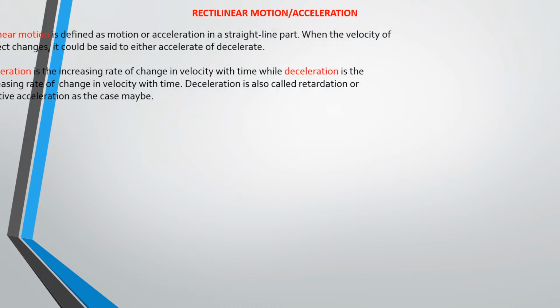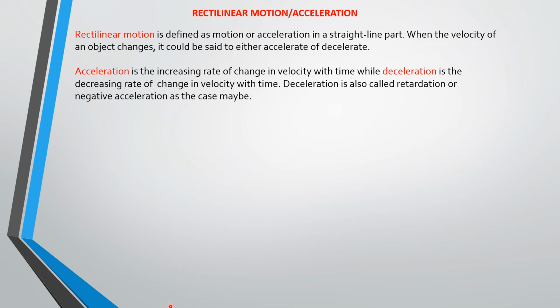Rectilinear motion, simply put, is motion on a straight line. Rectilinear motion is defined as motion or acceleration in a straight line path. So when an object is accelerating on a straight line, we say that that object is undergoing rectilinear motion.